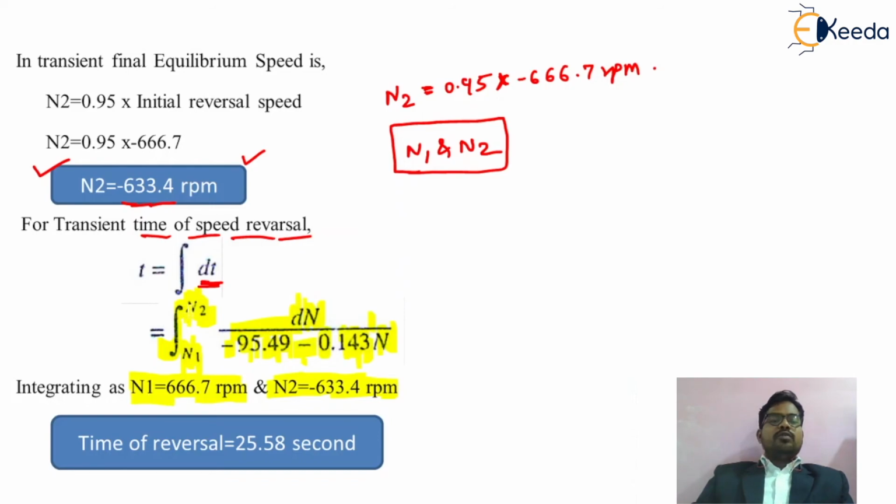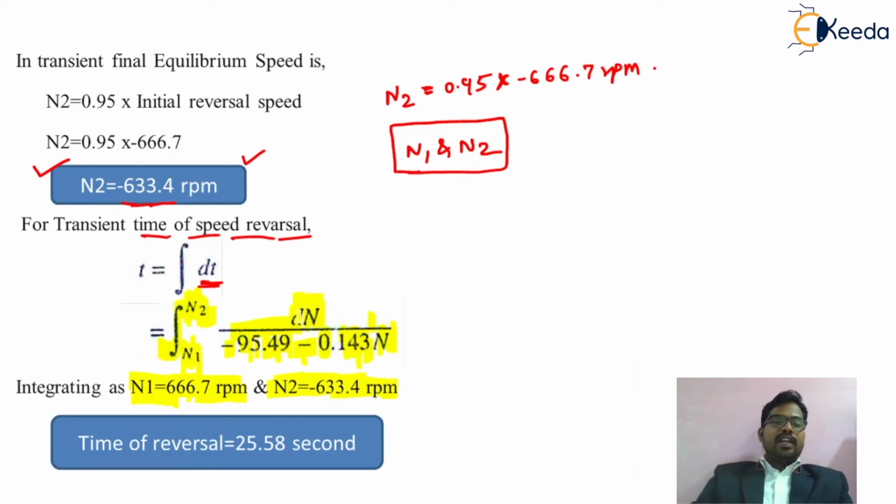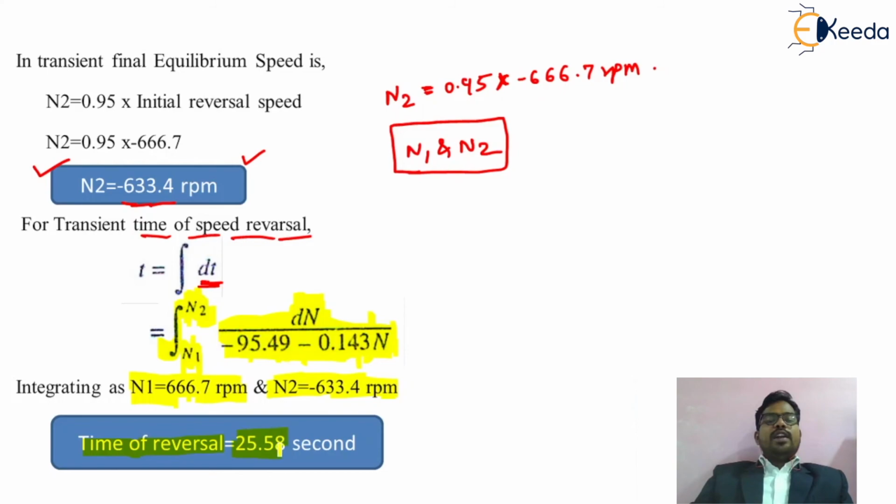Now we substitute all these values, n1 as 666.7 rpm and n2 as minus 633.4 rpm, into the scientific calculator. We can get the direct integration of this term, and the integration of this term will give you the value of the time reversal, and this value is obviously 25.58. That is the time of reversal of your drive, and that will be the required solution of your problem.